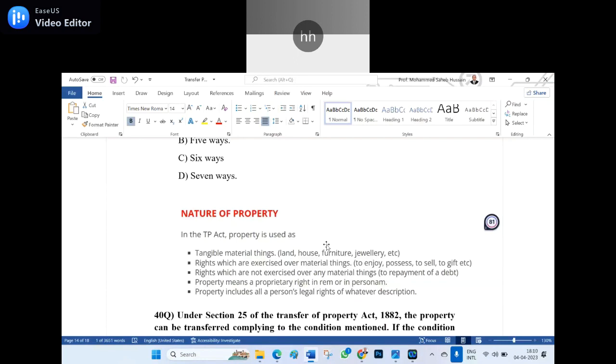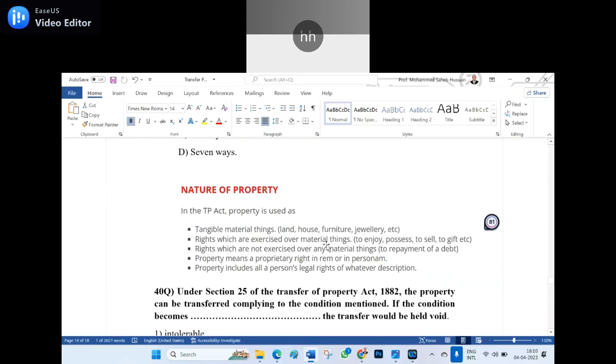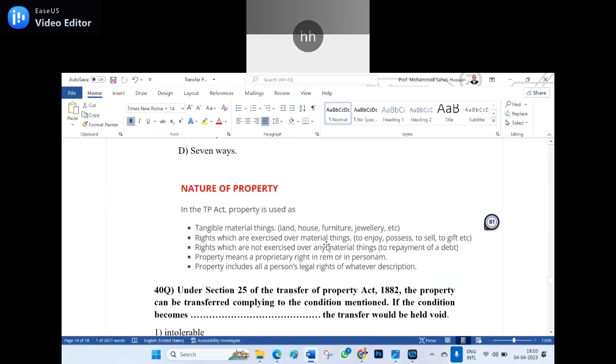Property means proprietary right, in rem or in personam. Yes, it is against the whole world or against a particular person in the contract. Property includes the person's legal rights, whatever the description. If any right would be there, yes, it is intangible, and the property could be passed in 4-5 ways.